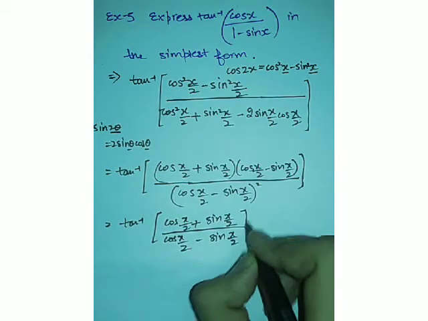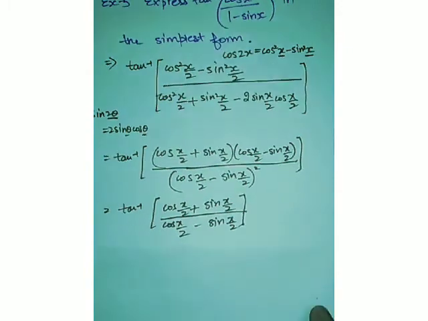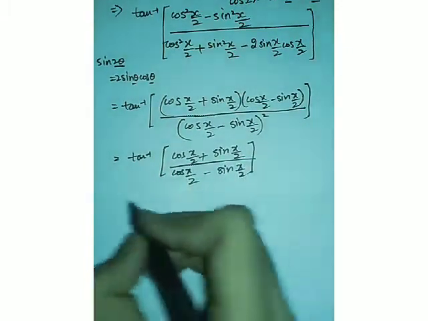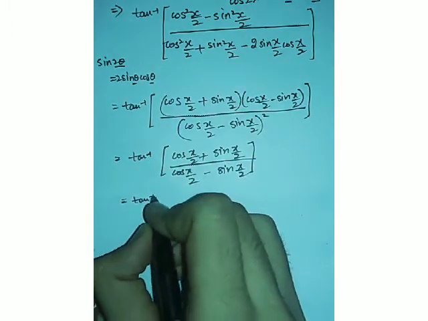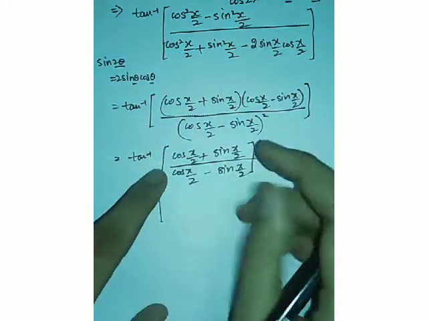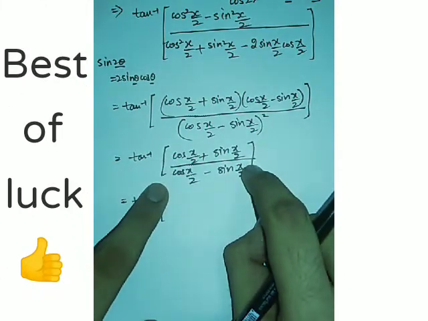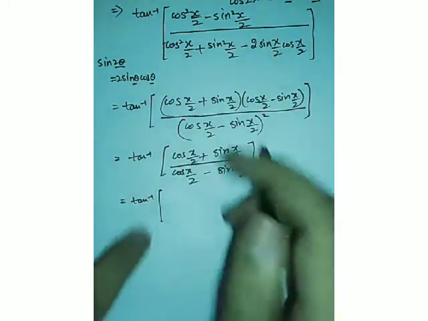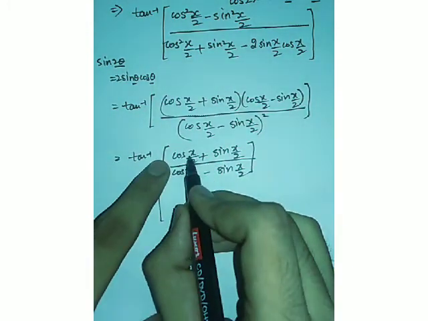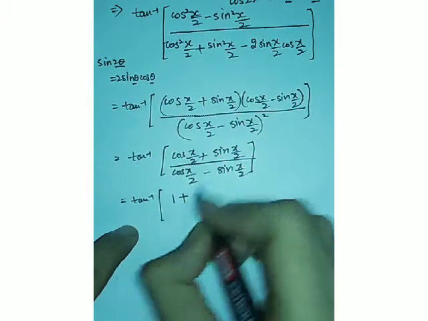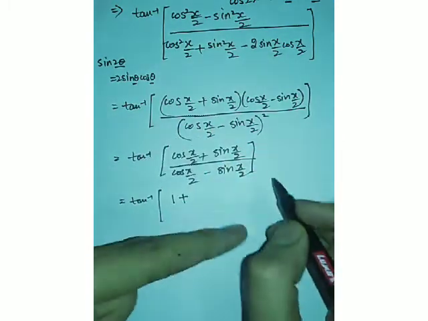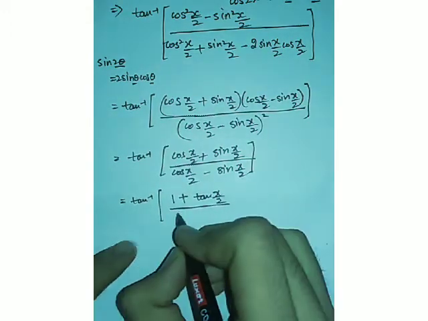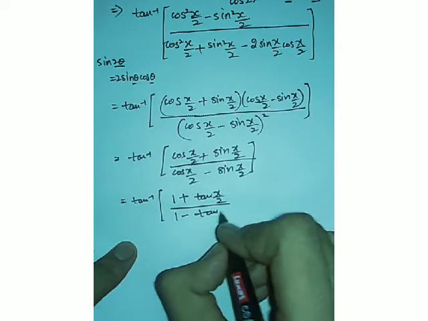While attempting sums involving trigonometry or inverse trigonometric functions, keep one thing in mind: whenever you come across any term like this, just divide the numerator and denominator by cos theta, whatever the theta is. So when you divide this by cos theta, you will get only 1. Then plus sin x by 2 upon cos x by 2, you will get tan x by 2. And what will you get here? That is 1 minus tan x by 2.